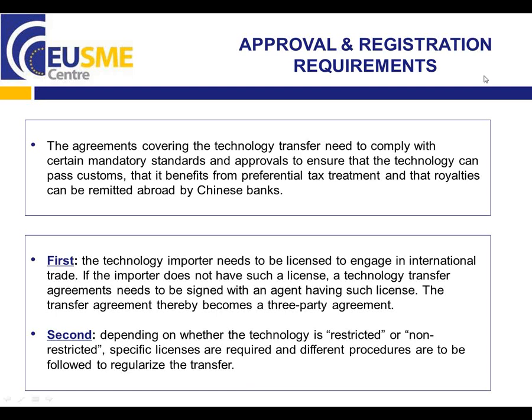side in the import. You can ask, can we see your business license? And in the business license it should be stated that there is an international trade approval. And then, depending on the technology, whether the technology is restricted or non-restricted, specific licenses are required. And we come to this now.